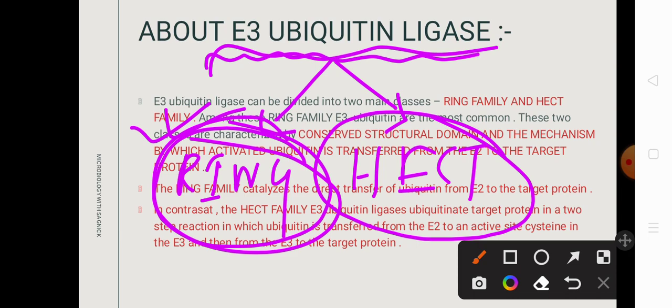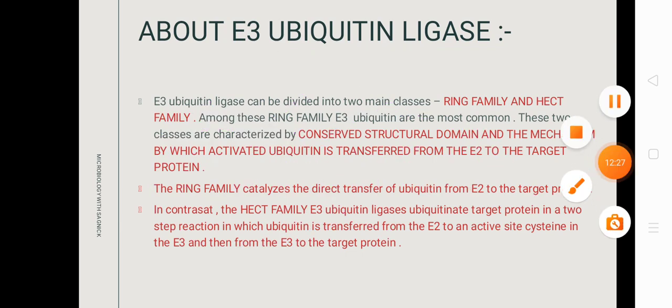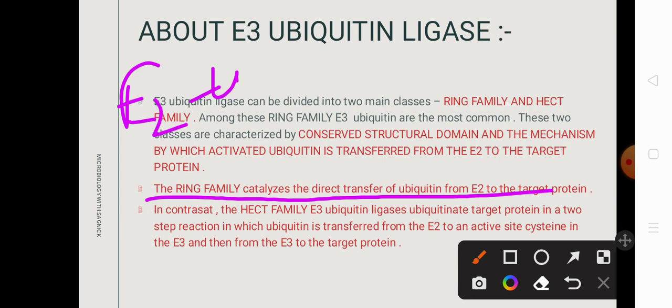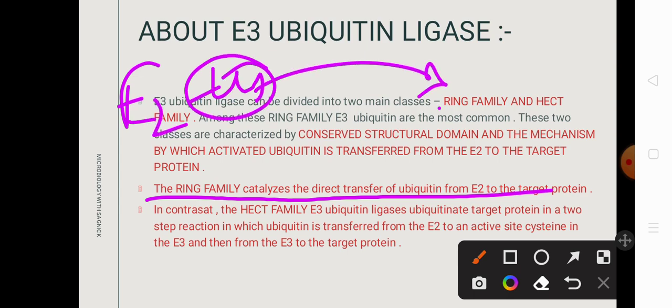So I am sorry, very sorry. What will occur is that this RING protein will transfer the ubiquitin from the E2 directly to the target protein. That's what I actually want to teach you. So that is the idea, that the RING family will catalyze the direct transfer of ubiquitin from E2 to the lysine residue of the target protein.